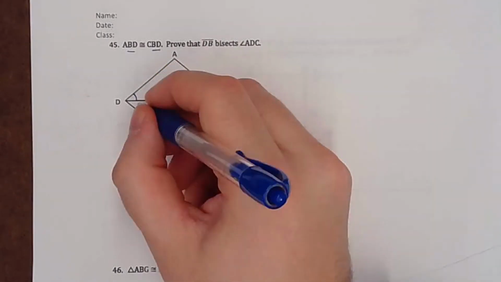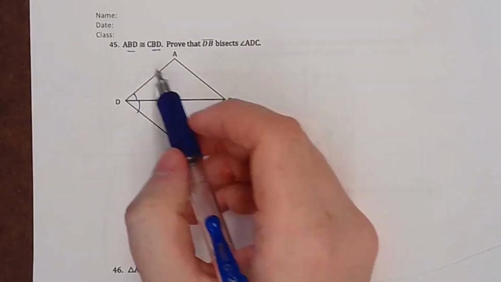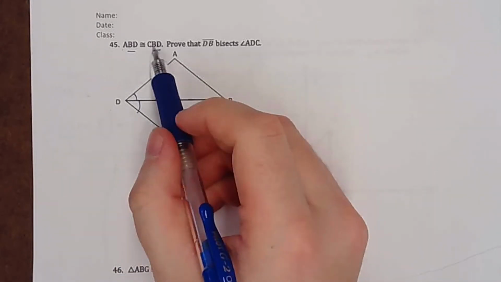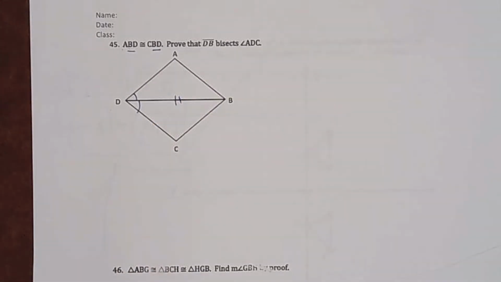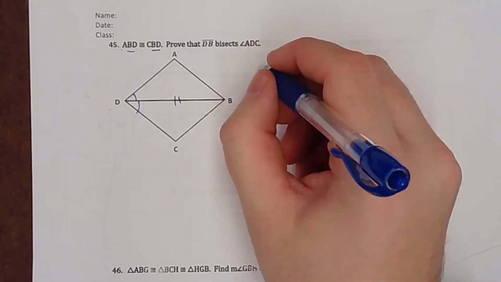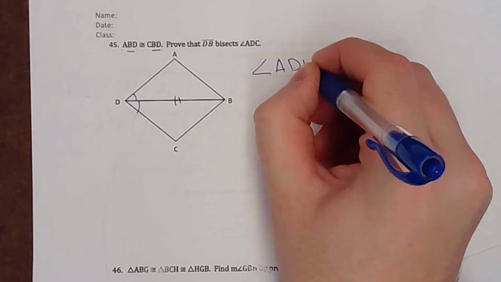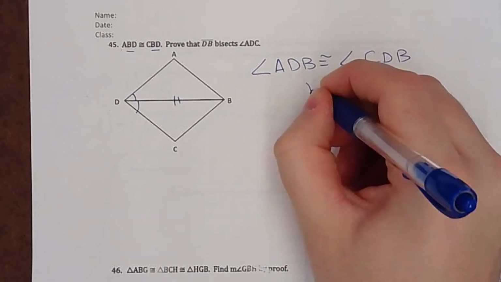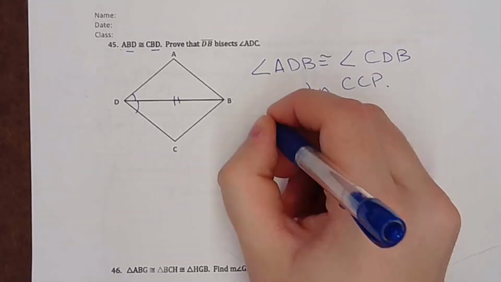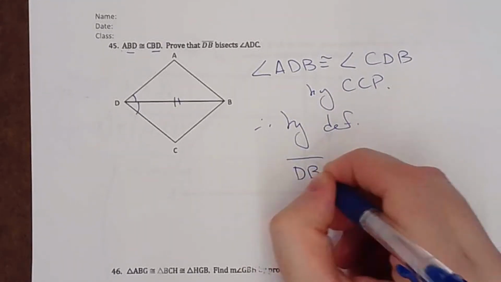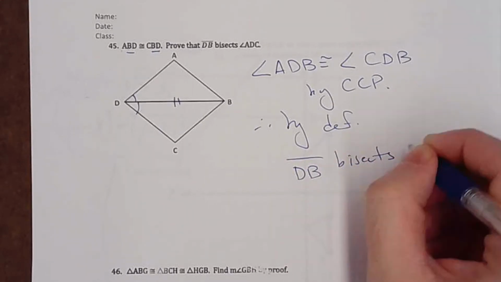Well, these angles are going to match up because angle ADB is the same as angle BDC. How do we put that in words though? So angle ADB is congruent to angle CDB by CCP. Therefore, by definition, DB bisects ADC.